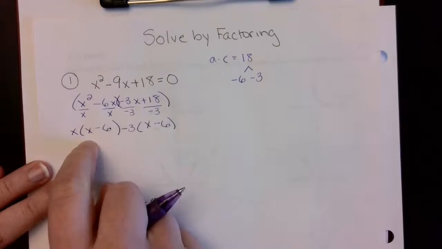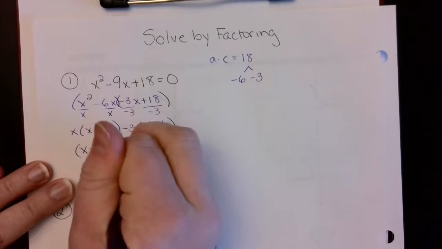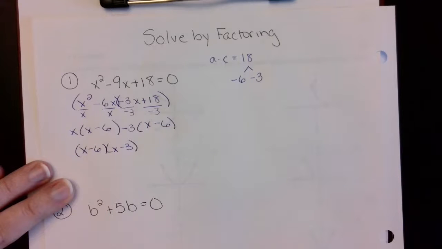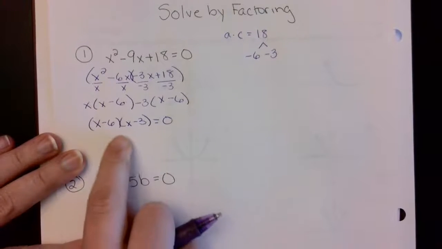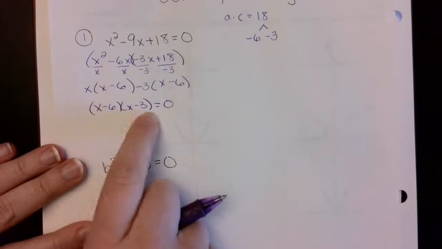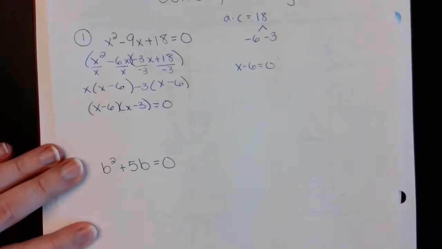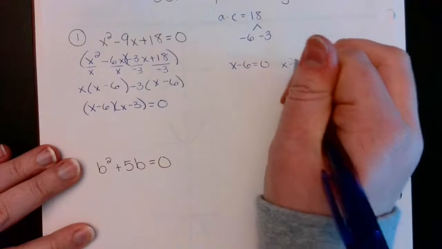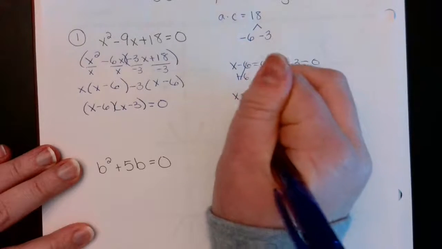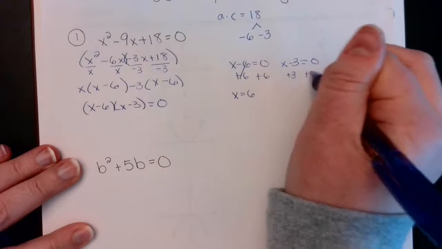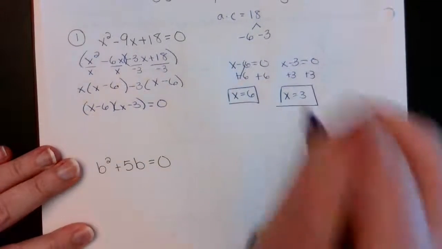My inside parentheses are the same, which is good. I rewrite that once, and I put the other numbers in another set of parentheses, x minus 3, and I'm going to add that equals 0 back in. Now, if you notice, it looks a whole lot like our zero product property, where now I'm just going to set both of these equal to 0, so x minus 6 equals 0, and x minus 3 equals 0, and solve. So I add 6, x equals 6. I'm going to add 3, x equals 3. My two answers are x equals 6 and x equals 3.